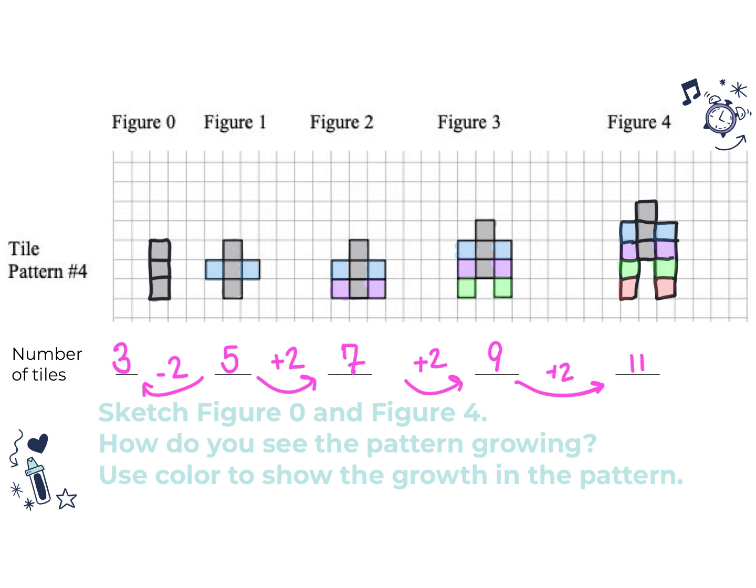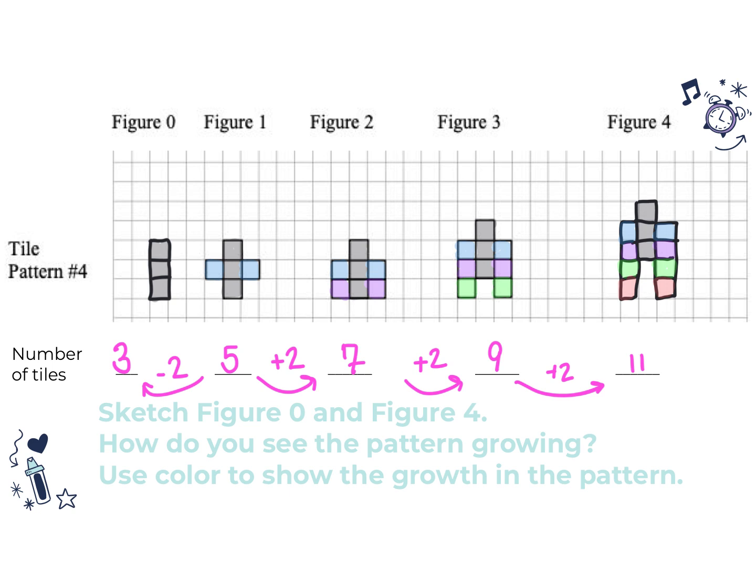And then I counted up my tiles in figure 2, and I got 7. I made a hypothesis that my growth was plus 2 from figure 1 to figure 2. I tested that with figure 3, saying that if I did 7 plus 2, I'd have 9. When I counted my tiles in figure 3, I indeed had 9, which meant if I added 2, I would get 11 tiles for figure 4.